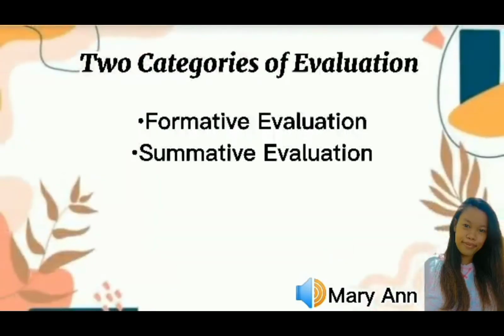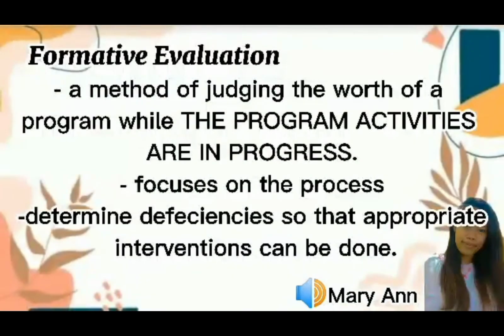So, there are two categories of evaluation. First is formative evaluation, the second is summative evaluation. Formative evaluation is a method of judging the worth of a program while the program activities are in progress, which means it focuses on the process of how well the program goes, if it is effective, or if it needs some improvements or not. This gives us the idea of what the main goal of formative evaluation is, which is to determine deficiencies so that appropriate interventions can be done.